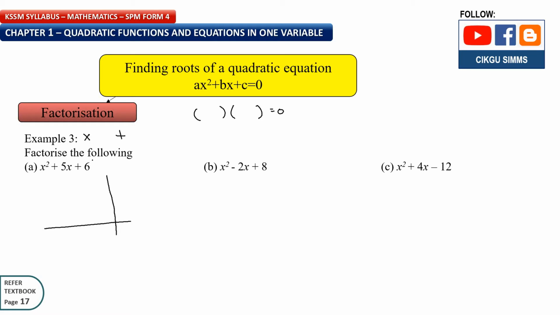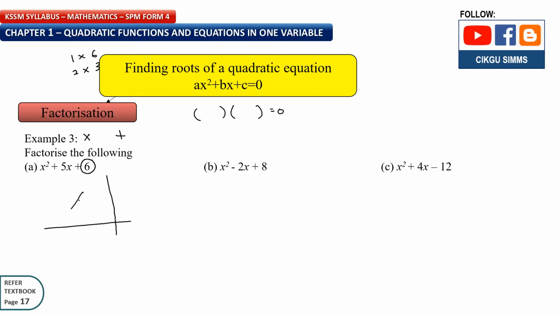First things first, you need to find the factors of 6. 1 times 6 is 6, right? 2 times 3 is 6. So 1, 2, 3, 6 are the factors of 6. You need to find which two numbers multiply to give 6, and which two numbers add to give 5.